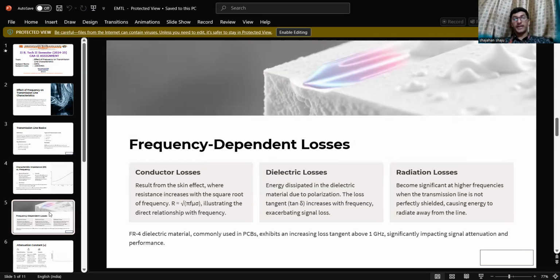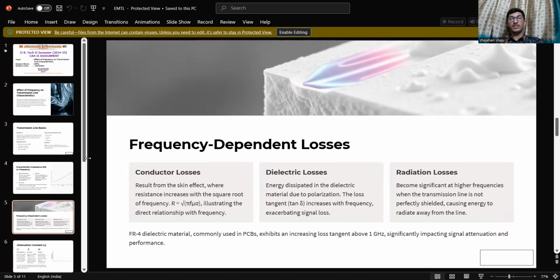Frequency-dependent losses. Conductor losses result from the skin effect, where resistance increases with the square root of frequency, that is proportional to root of pi f mu sigma, illustrating the direct relationship with frequency.